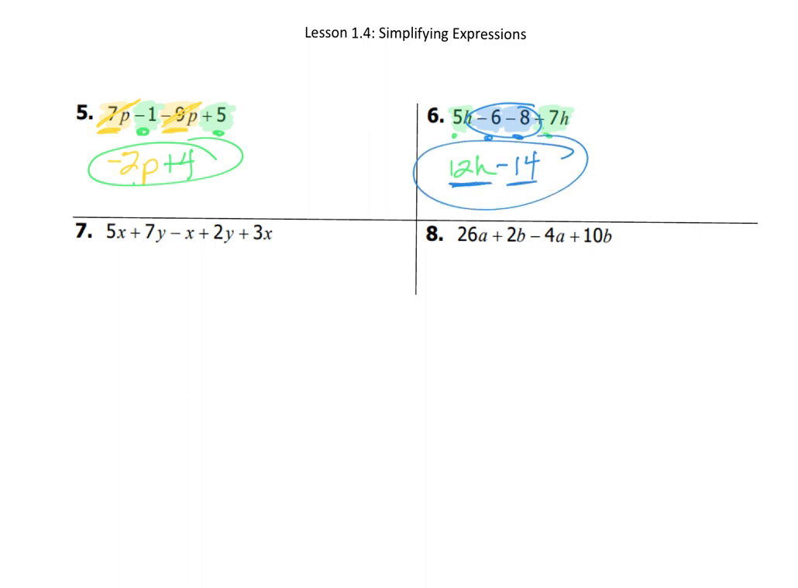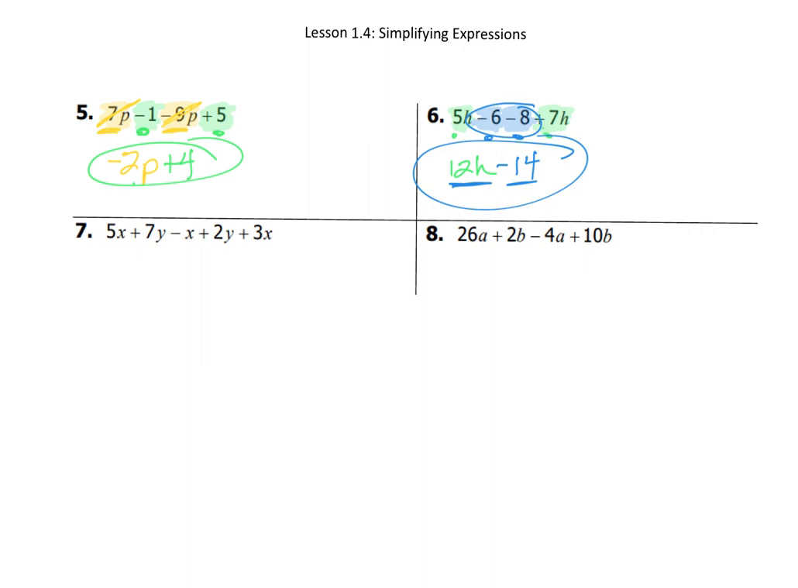It can't go with a negative 14 because they would either both have to be regular numbers or both have the h to be combined. And they don't. They're different. So they stay separate. On number 7, okay, we have 5x plus 7y minus x plus 2y plus 3x.